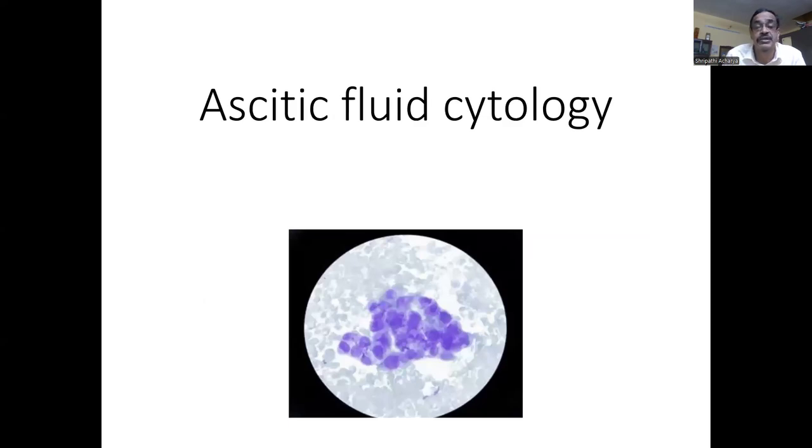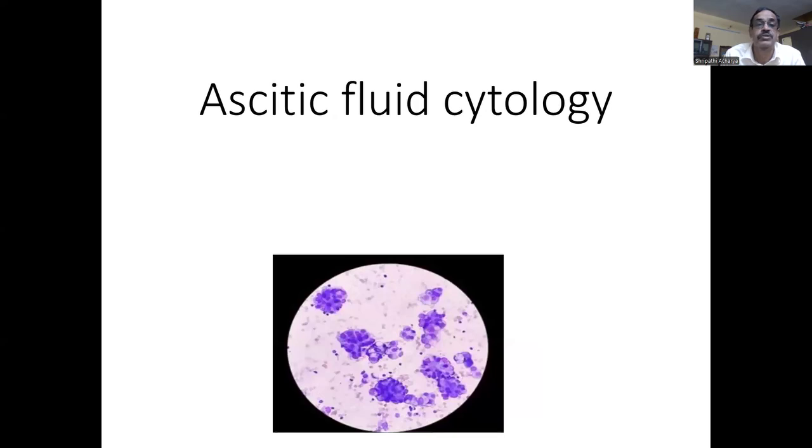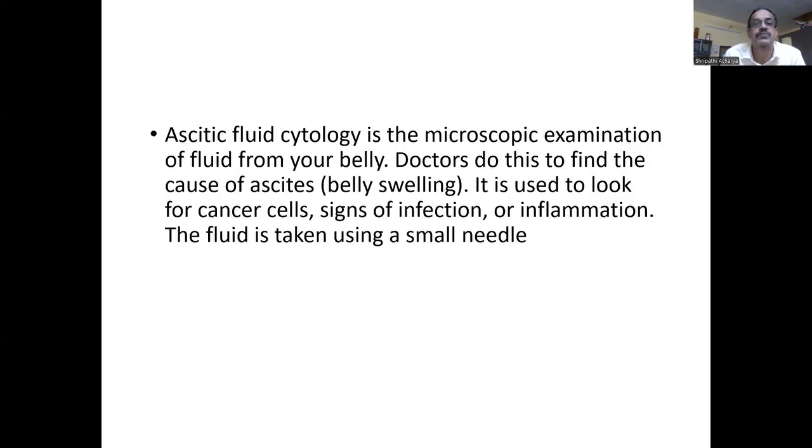So you can see the malignant cells in the ascitic fluid, the different types of cells and bacteria, in the microscopic study of cytology. It's important in the field of cytology to differentiate between ascites due to infection or malignancy. Malignant cells are seen in malignancy.